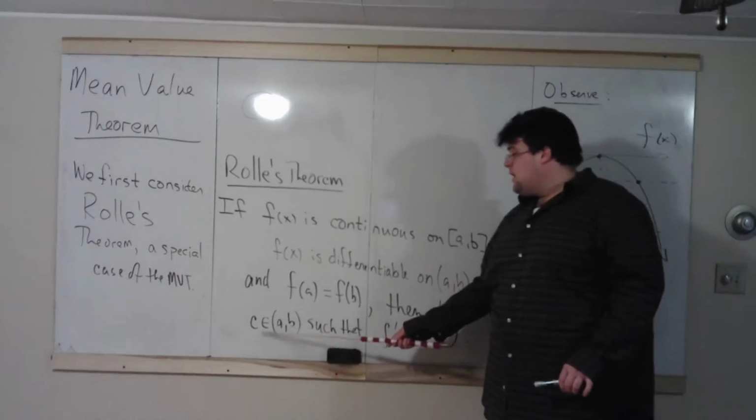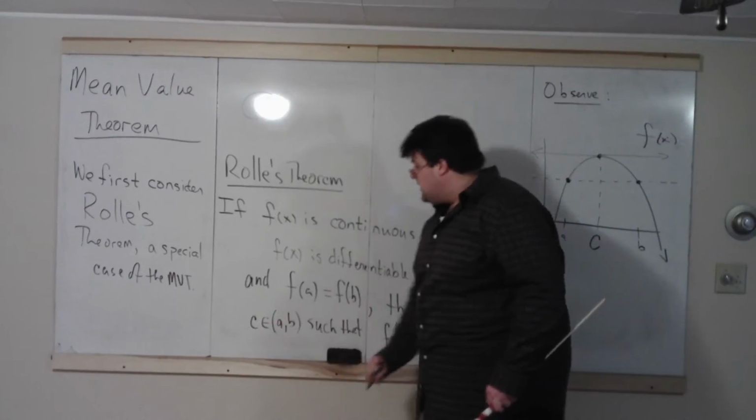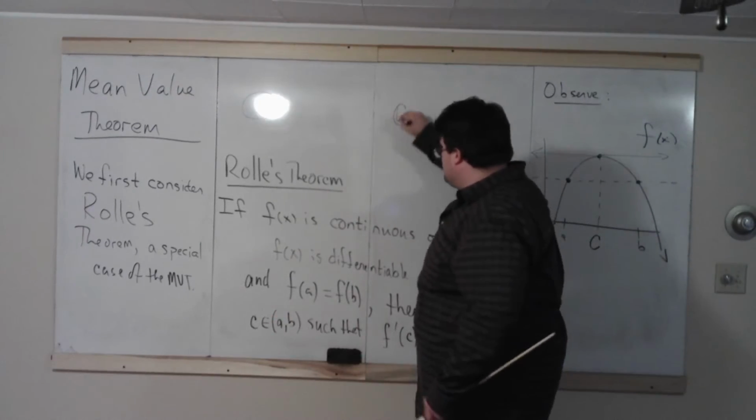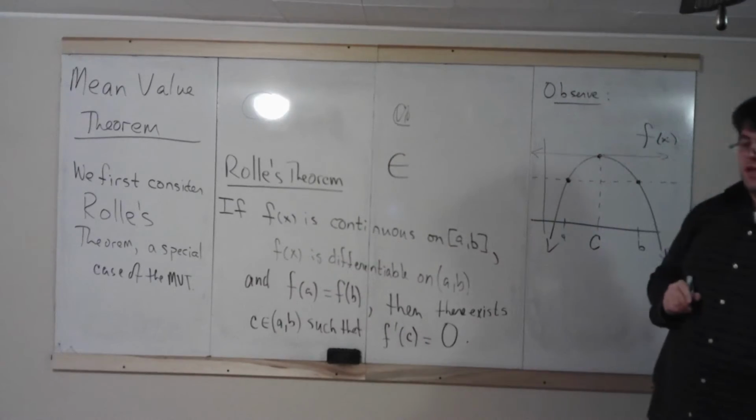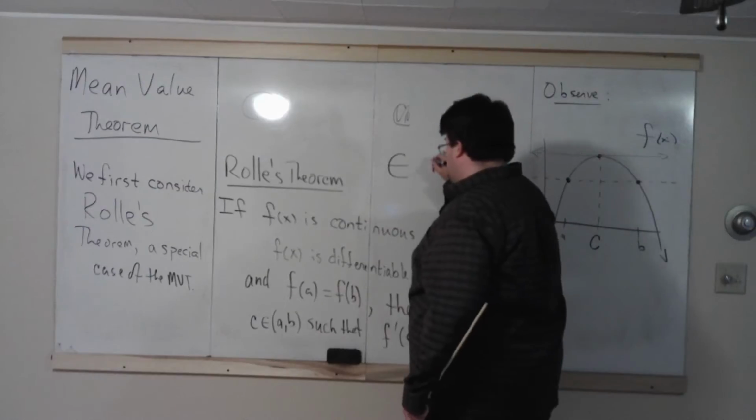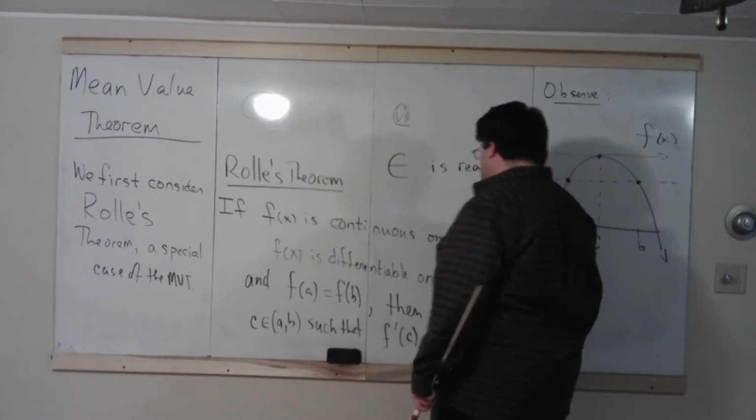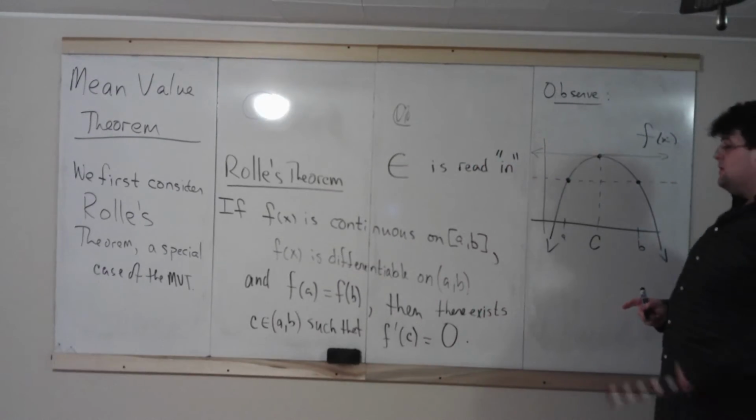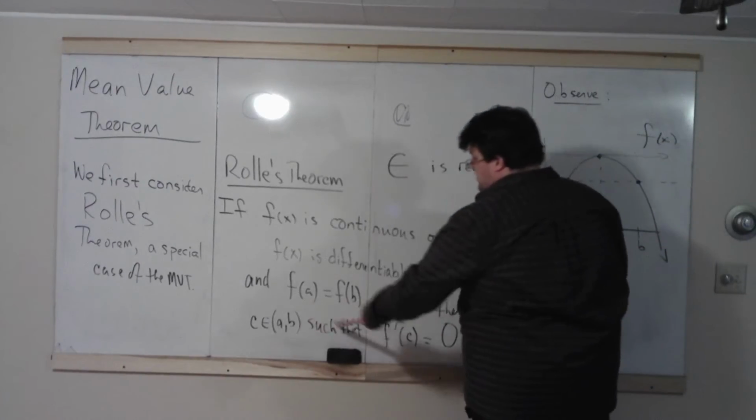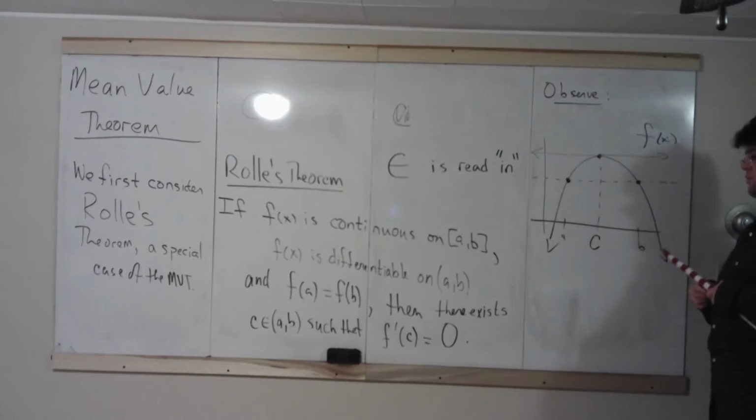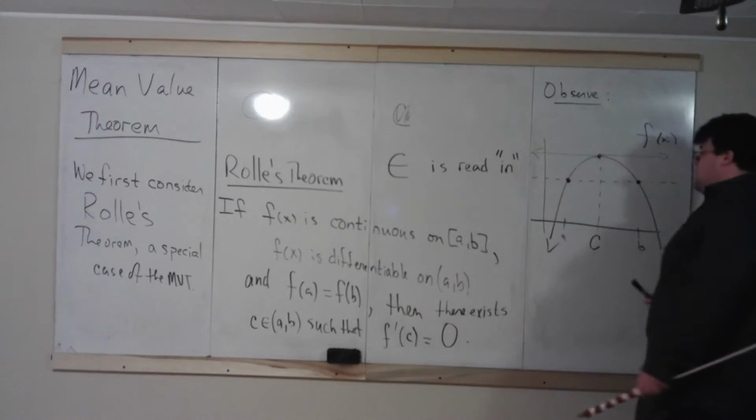Now this symbol here, I guess I'll just write it up here. Maybe you should draw an arrow pointing to that symbol. That's not a C. That symbol in math means in. So I'll say this is read in. So in that sense, there exists a C value in the interval a to b. So C is in this open set, or open interval, I guess I should say. There exists a C in here where that's true.